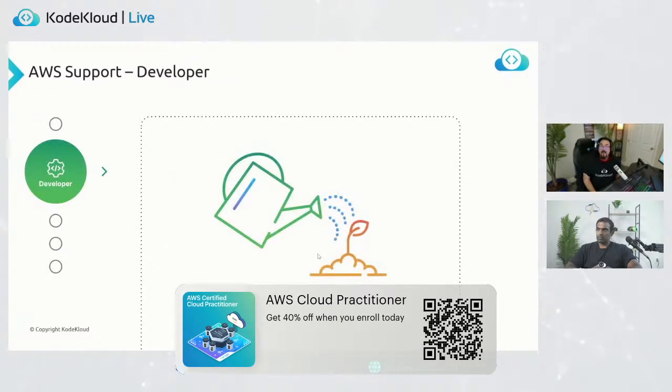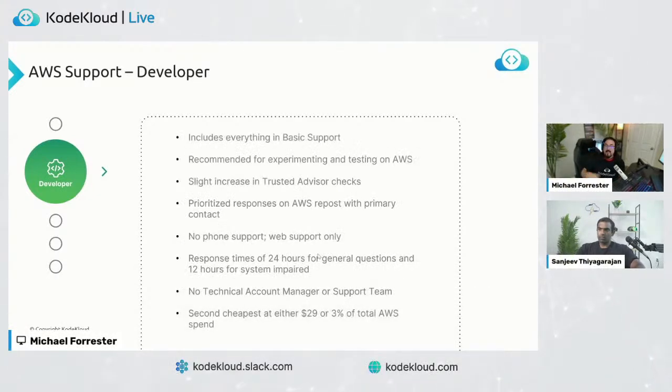And then there's the developer level, where you go from this seed, which is what you see in the basic level, to this kind of seedling. And yes, we're now talking about plants, for those of you who are tracking the car conversation earlier. And what happens here is that you get everything that you got in basic support. So unlimited web cases, but no phone and all this other stuff. And you're still only on web support.